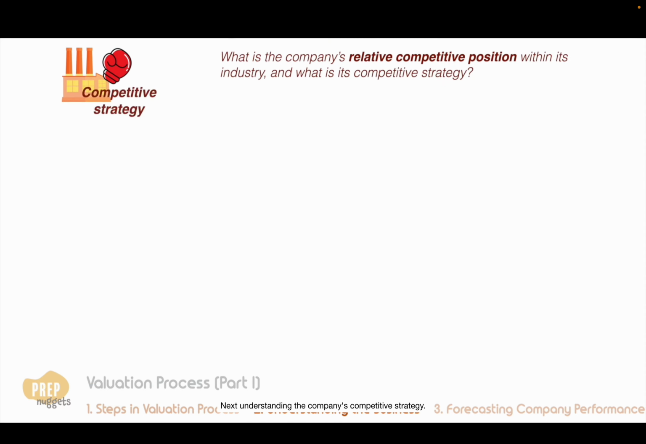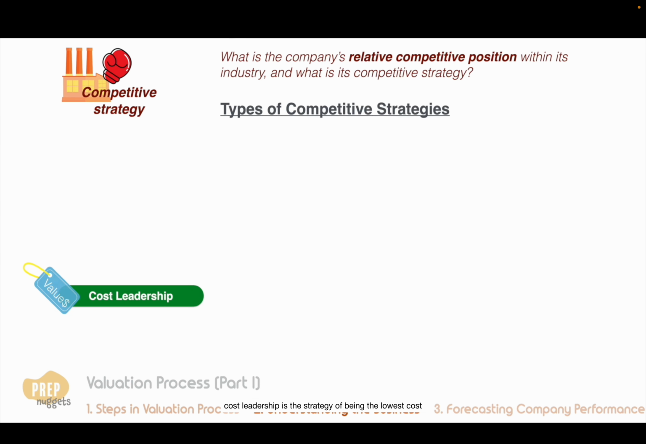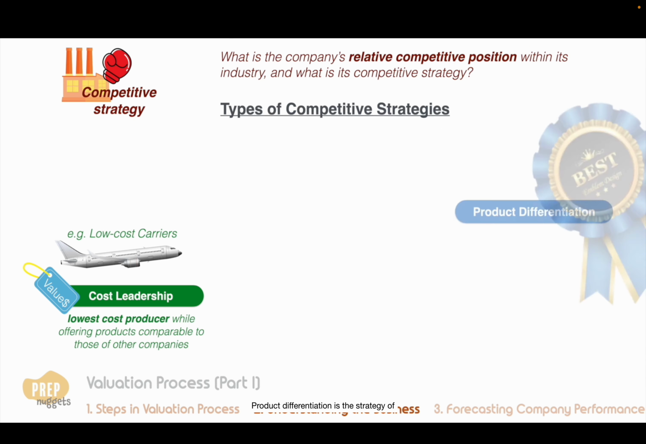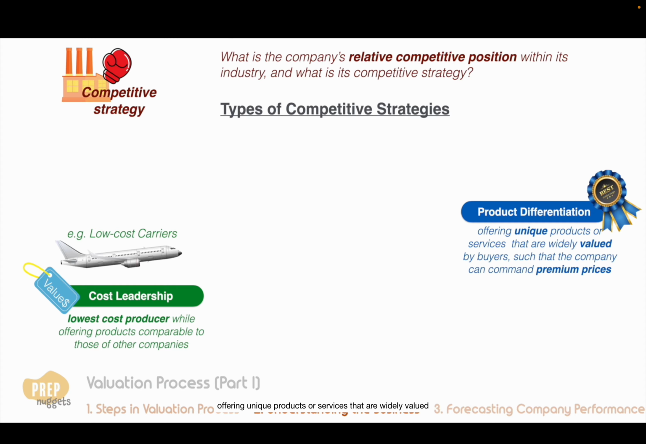Next, understanding the company's competitive strategy. In general, a company that can create and sustain an advantage over its competitors warrants a higher valuation. Porter identifies 3 generic corporate strategies to achieving a competitive edge. Cost leadership is the strategy of being the lowest cost producer while offering products comparable to those of other companies. Low-cost carriers employ this strategy. Product differentiation is the strategy of offering unique products or services that are widely valued by buyers, such that the company can command premium prices. Premium airlines often employ this strategy.